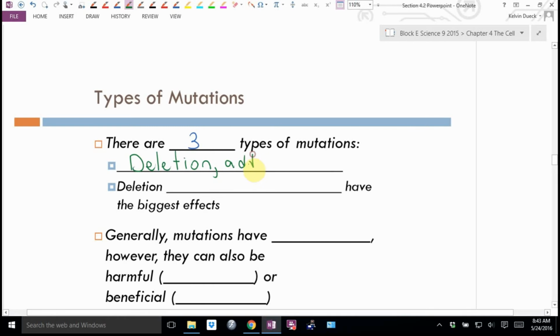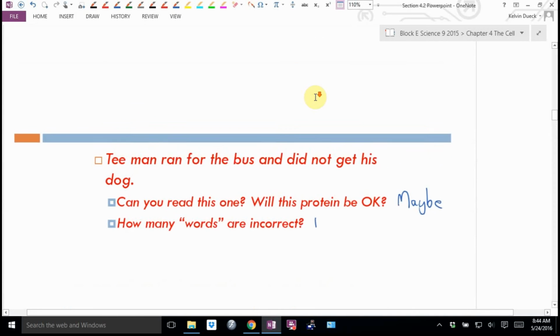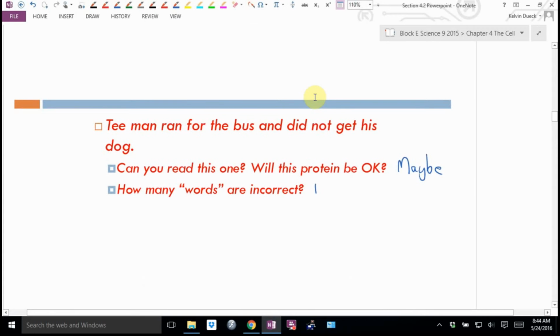Addition. That's when you add a letter. And substitution. That's when one letter gets swapped for another letter. You want a good example of substitution? This one. We swapped an H for an E, but everything else was okay.